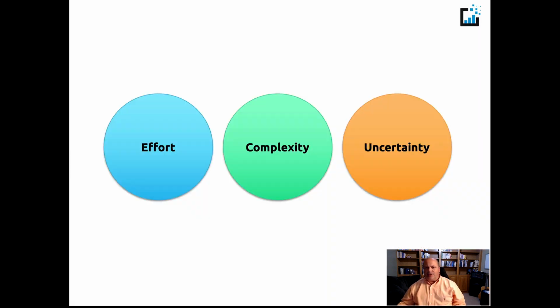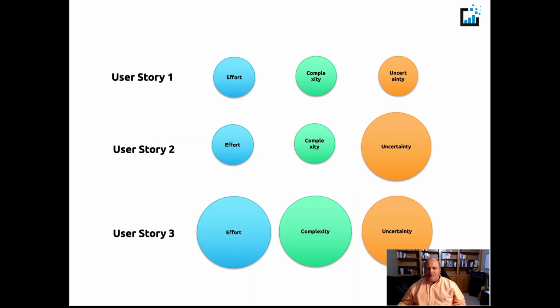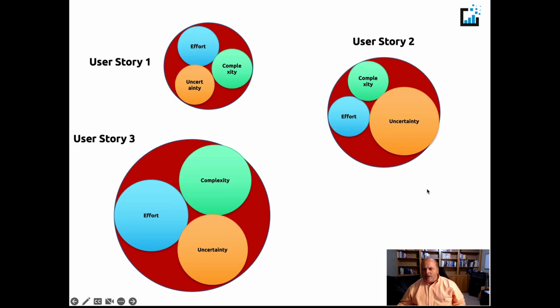Story point sizing should take into account three things: effort, complexity, and uncertainty. And different levels of each of these things will make the overall story or project bigger or smaller. You can see here each of these three stories has different levels of effort, complexity, and uncertainty, causing their different sizes. And all three of the factors go into sizing our user stories.